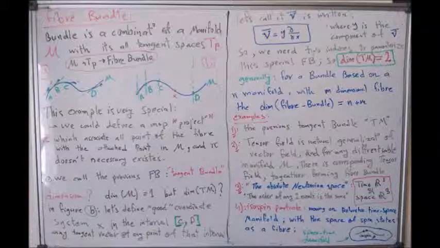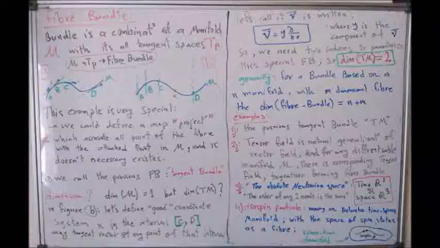So any tangent vector in this interval, let's call it v, is written as v equals y d over dx, where y is the component of this tangent vector. So I need another index which is y. So I need two indexes to parameterize this new manifold. So this new manifold, this new fiber bundle, has dimension of 1 plus 1 equals 2.